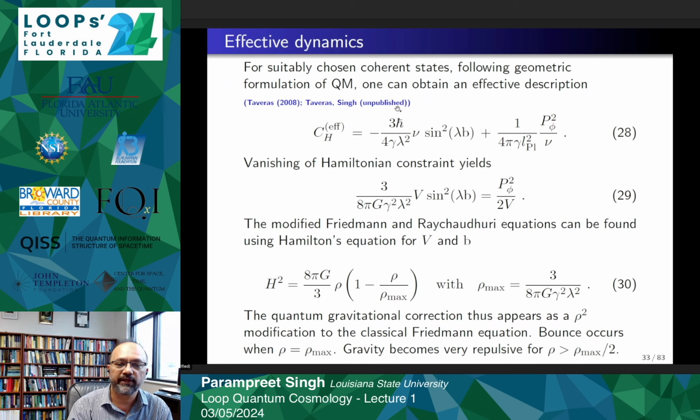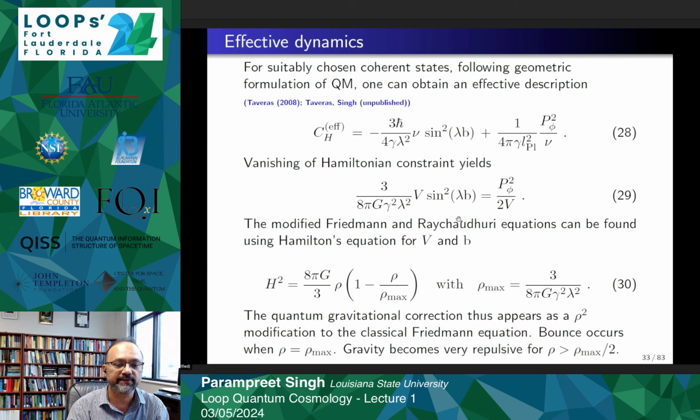And he showed that there is an effective Hamiltonian one can write. And if you take the vanishing of the Hamiltonian constraint of this effective Hamiltonian, it gives you an equation which is like this. And this has to be contrasted with the classical Hamiltonian constraint. I showed you how, starting from the classical Hamiltonian, you get Hamilton's equations, the Friedmann equation, and so on.